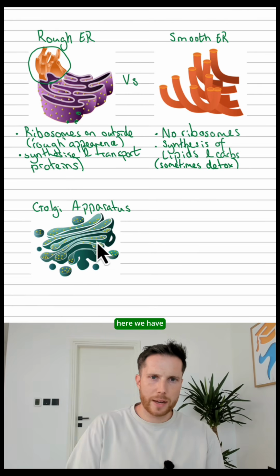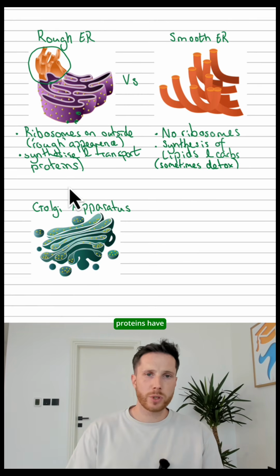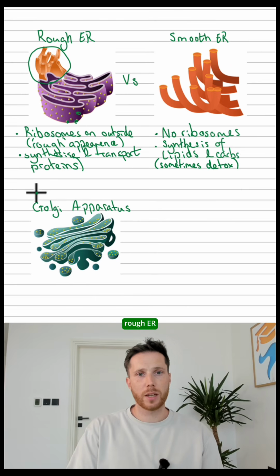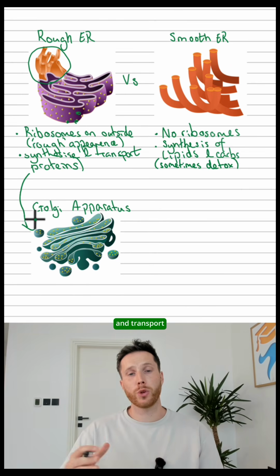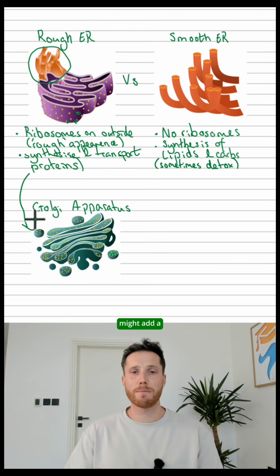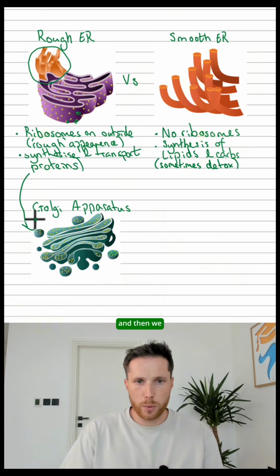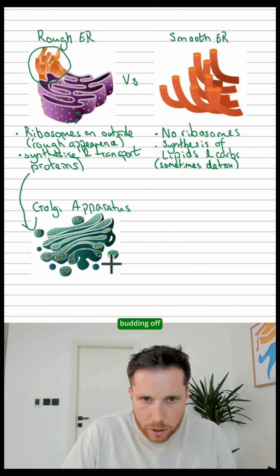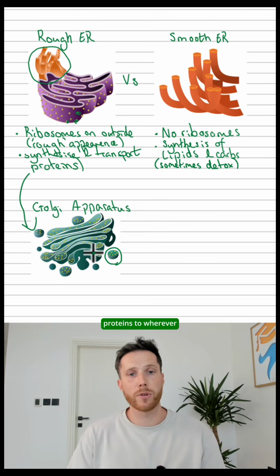And then down here we have the Golgi apparatus, which has a slightly different function again. So after the proteins have been synthesized at the rough ER, they are then sent to the Golgi apparatus for packaging and transport. And sometimes it'll be involved in modification as well. For example, it might add a carbohydrate to a protein to make a glycoprotein. And then we can also see these vesicles budding off as well. And these vesicles are responsible for transporting the proteins to wherever it is they need to go.